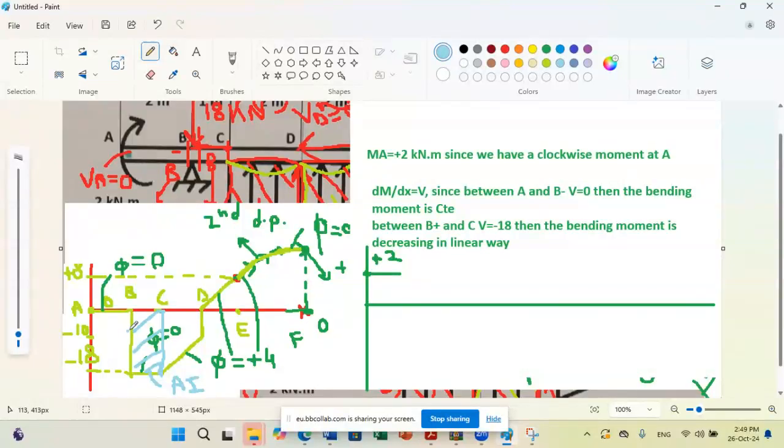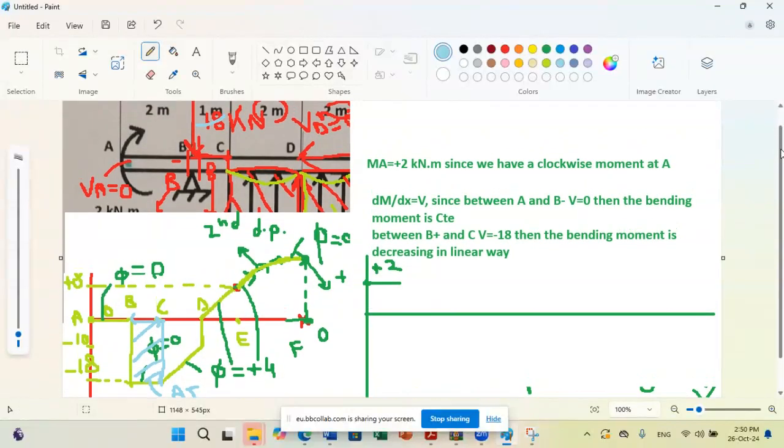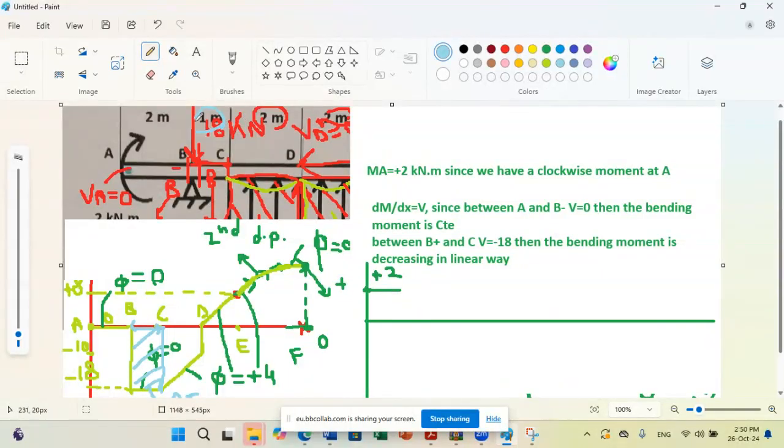Okay, and this is a rectangle. So to calculate this area, I just need the distance from B to C. This distance is 1 meter according to my figure here. I multiply 1 by the height, which is 18. So I have 18. But since it's below the x-axis, I should take minus the area. So I can say delta M between B plus and C is minus 18.